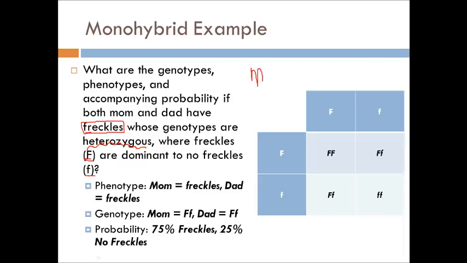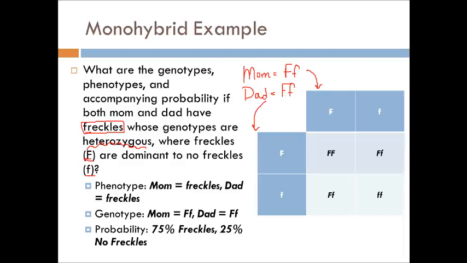So that means mom will be big F, little f, because she's heterozygous and she has freckles, and dad will also be big F, little f. Okay, so we put one of them on top here, we put one on the left side here.